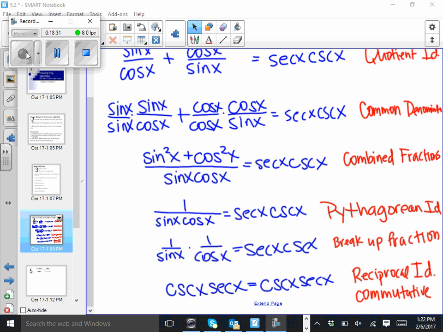Okay? Make sure you clearly write the steps off to the side. Okay, remember, you can change one side or the other or both at the same time. It does not matter. Okay?